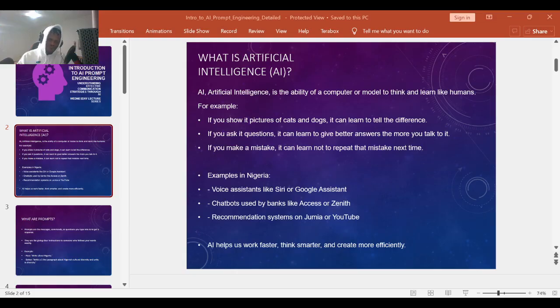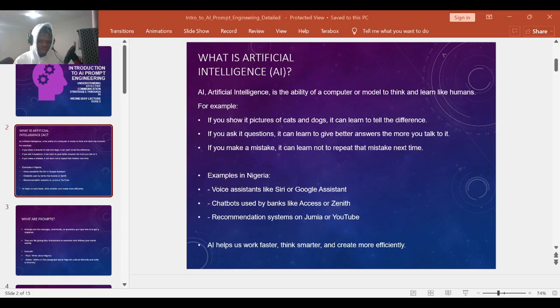We have the creative prompt. Creative prompt means you want the AI to generate something creative from its own repository for you. Probably you want to create something and you don't know how to come about it, but you know the right questions to ask. So this creative prompt allows you to instruct the AI to be creative about its response. Examples will be coming up.